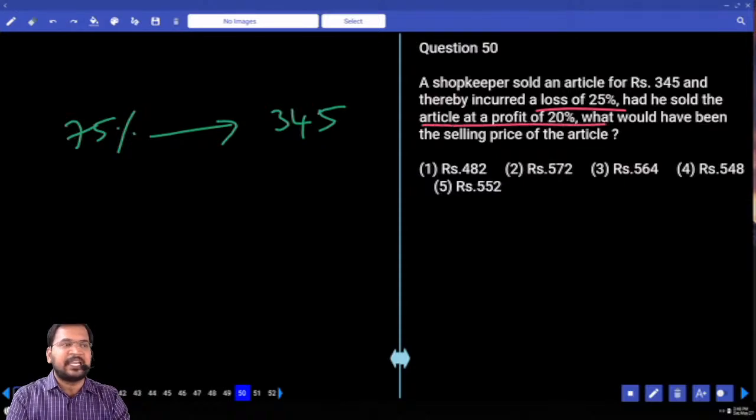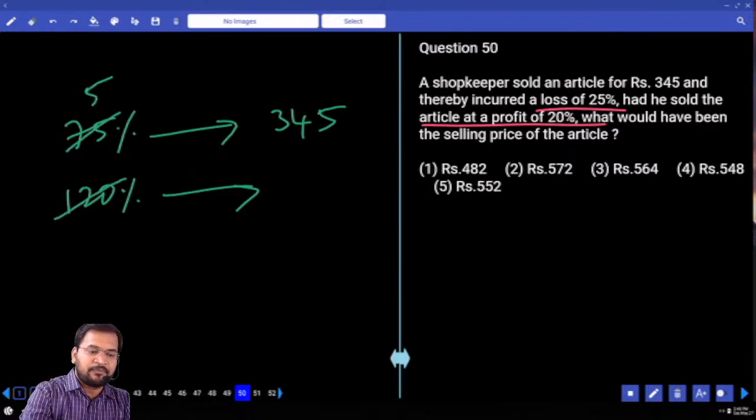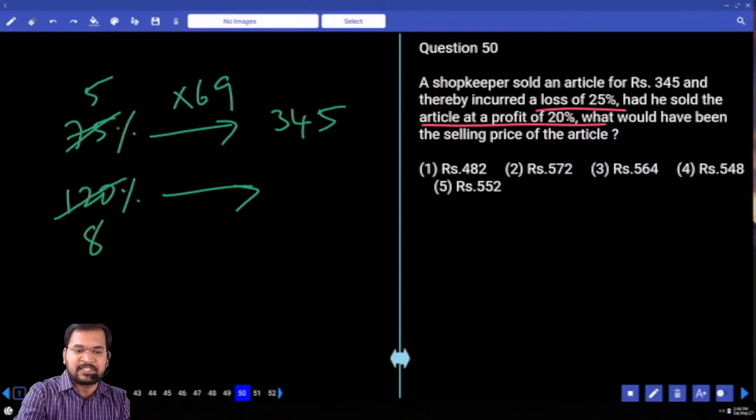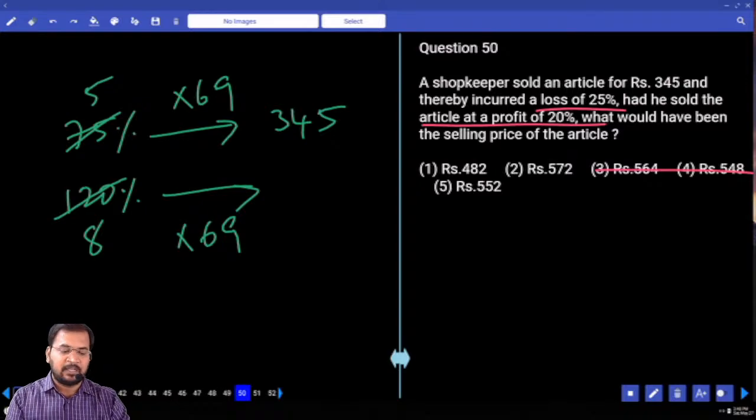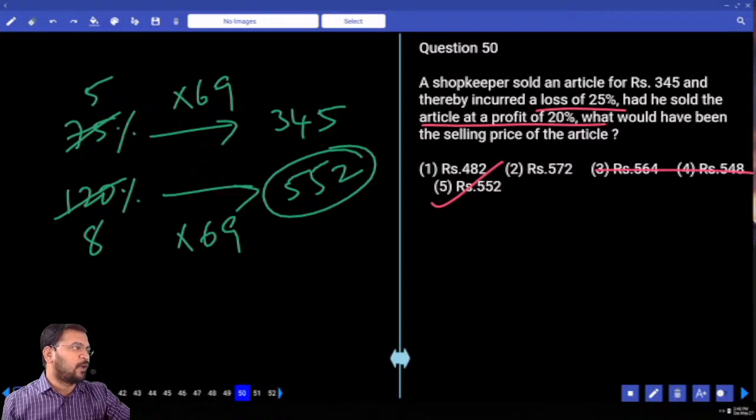Now they are asking what is the selling price when you are selling at 20% profit. 20% profit is nothing but 120%. Are you clear? Now look here, all of you. Answer ends with 2. 8 nines are 72, 72 plus 480, 552. Your answer is 552. Are you clear?